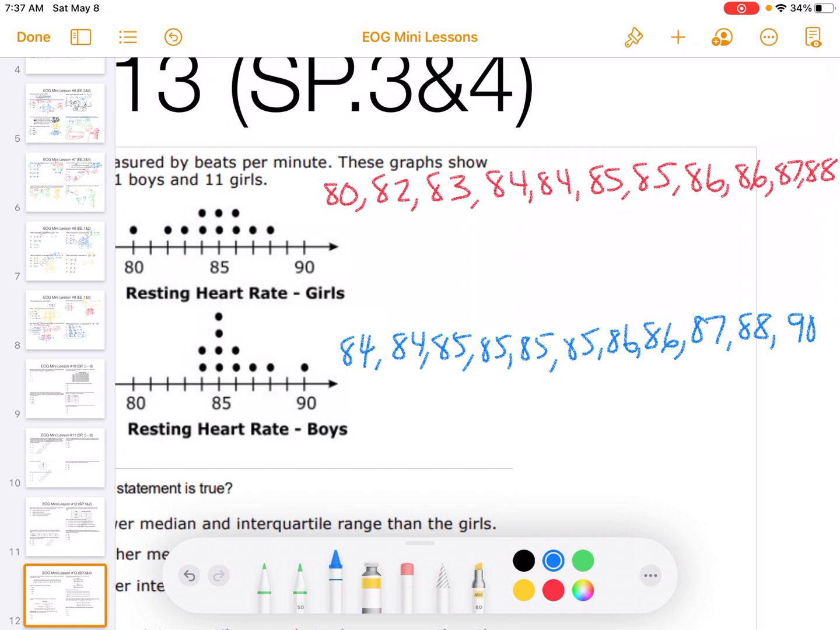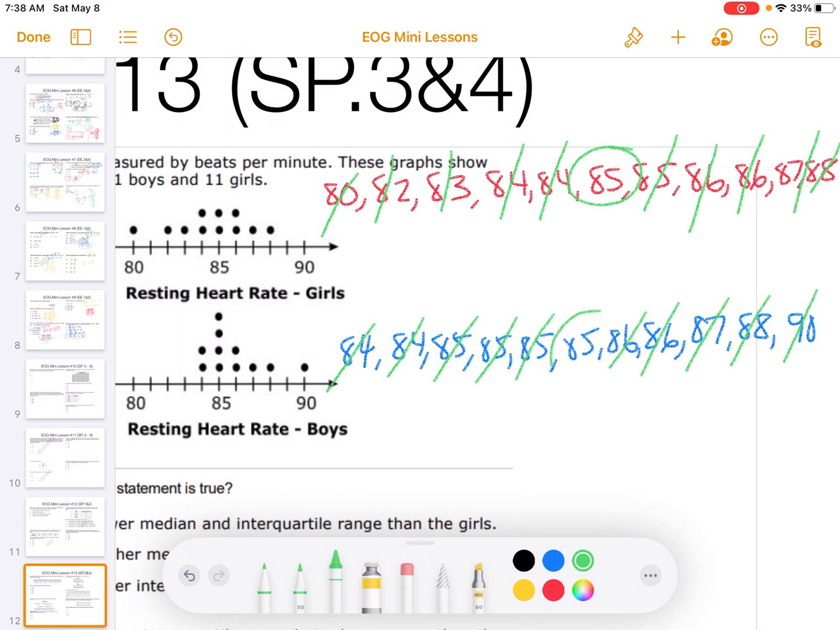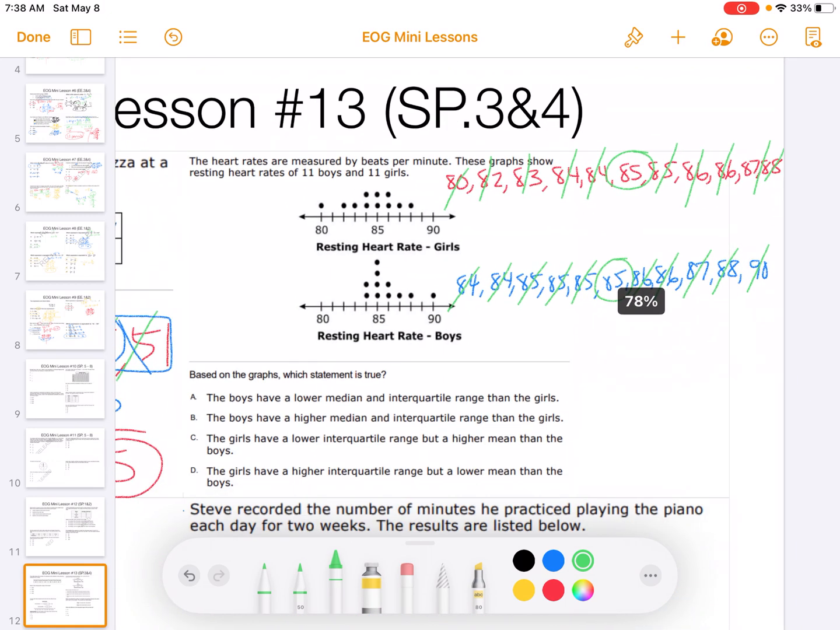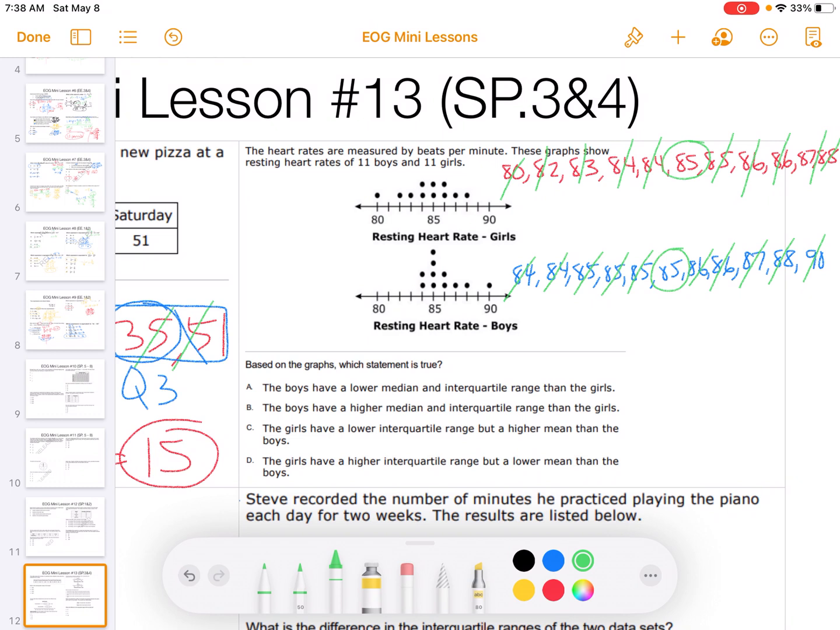So I'm going to start by finding the medians. So I cross off on each side until I find the middle number, 85. Okay, so they have the same median. So I know that neither one has a lower median.